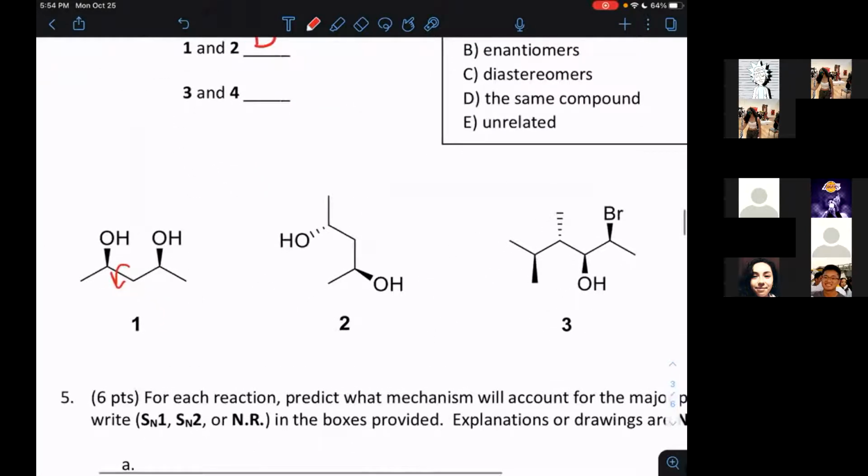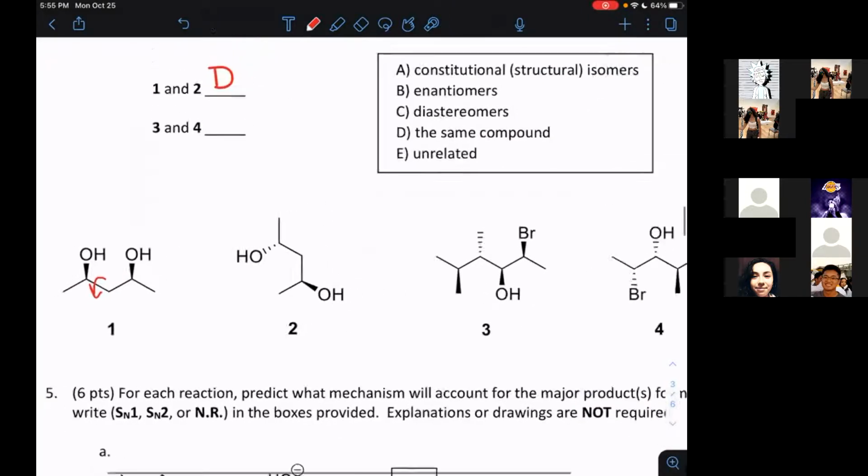Yeah, Natalie makes a good point that the centers are chiral, but the compound is achiral. So it might have still worked. I don't know what the teacher would have said about that. Who knows? But that's okay. Cool. Okay, so that's that one.